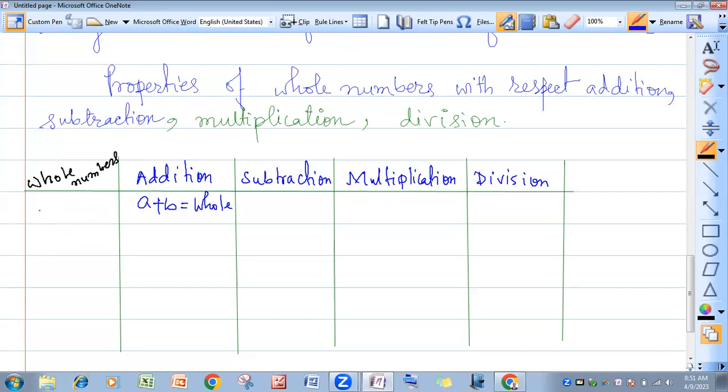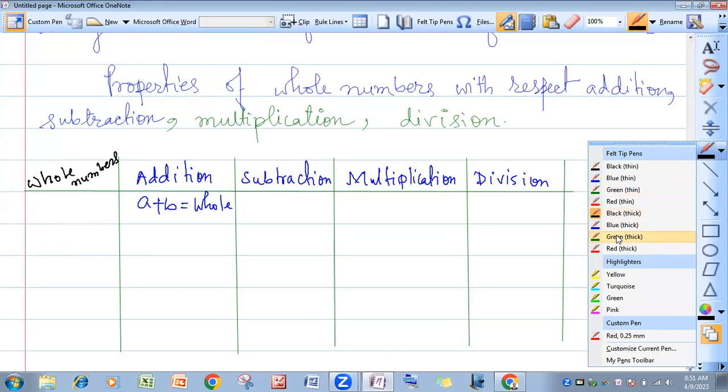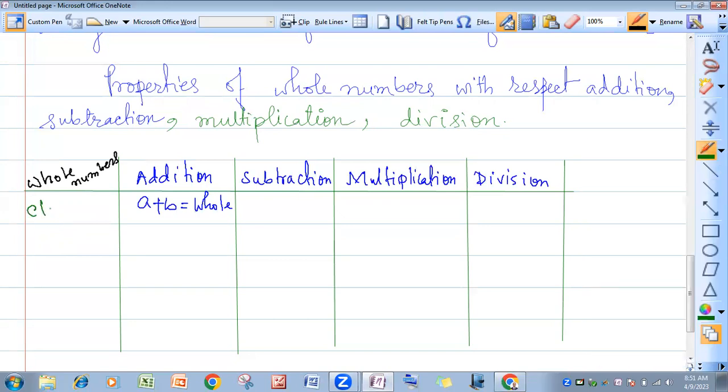Whole numbers, and here we will write closure property, then commutative, then associative. So with respect to addition, will it hold the commutative property or not?